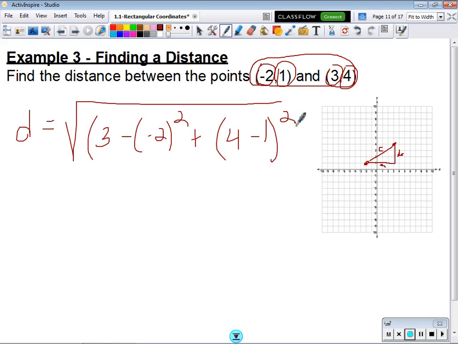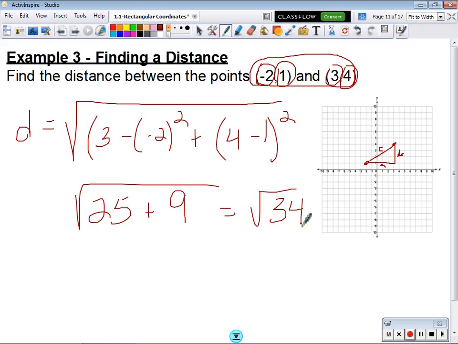When I go to work this out, 3 minus -2 is 5, and 5 squared would be 25, plus 4 minus 1 would be 3, and 3 squared would be 9. So this ends up being the square root of 34. Since the square root of 34 cannot be simplified, we're just going to leave it as the square root of 34. That's the distance you get between these 2 points right here.